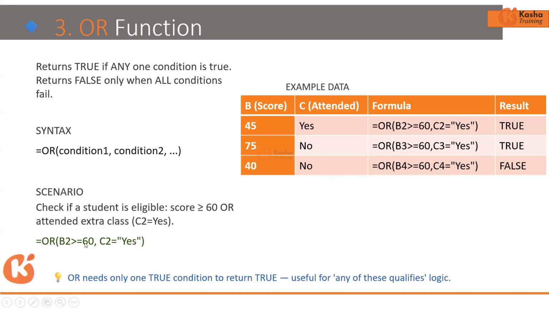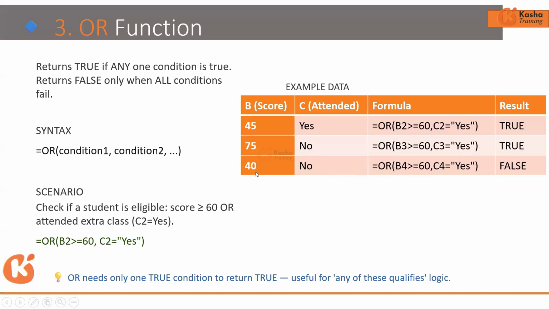So 45 is less than 60. So this condition is not meeting, but yes, C2 is equal to yes. So one condition it is meeting, so it is true. Then you can see 75. 75 again, it is greater than or equal to 60, but your C2 is equal to no. But again, this is meeting the condition. So again, it is true.